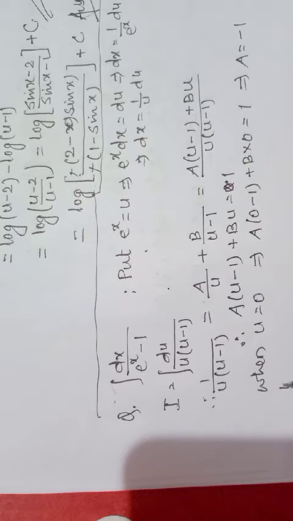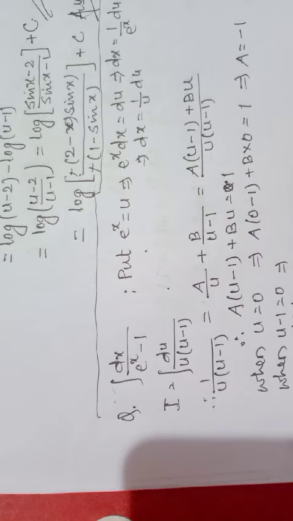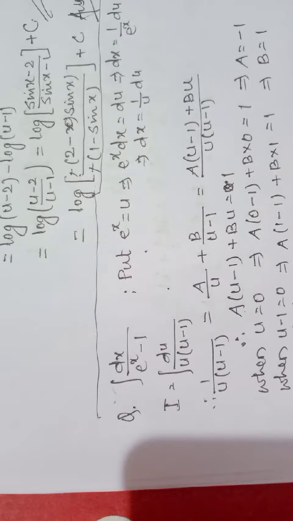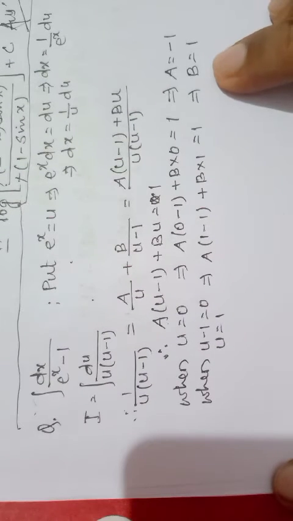Similarly, when u minus 1 is equal to 0, means u is equal to 1. This implies a into 1 minus 1 plus b into 1 is equal to 1, means b is equal to 1. Thus we have obtained the value of a and b.